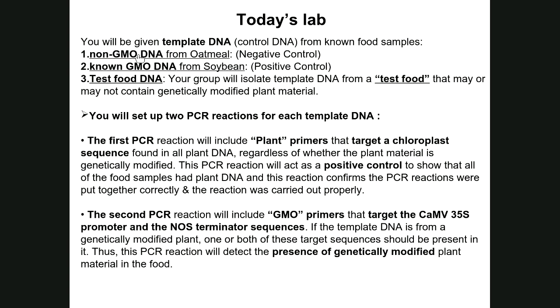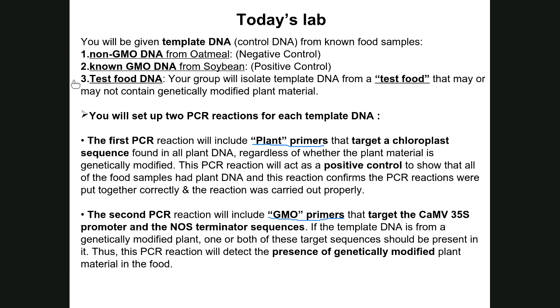Okay, now why would you use each template DNA for 2 separate PCR reactions? It's because in one PCR tube, you will not only take one of these 3 template DNAs and add it, but you will then add what we call plant primers. To a second tube, you would take the same template DNA and add it to a second PCR tube, but now you would add a different primer called the GMO primer.